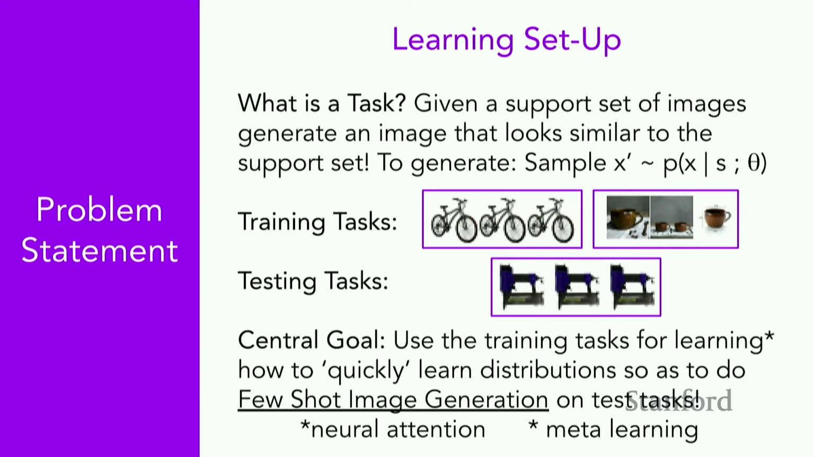And for that, we would have some training tasks. In this case, you have an image of a bicycle, or a few images of cups. And you have a test task where you are given a few images of a sewing machine. The hope is that you want to generate a new image which looks similar to the sewing machine. The authors in this paper rely on two major techniques. One is neural attention, and one is meta-learning.